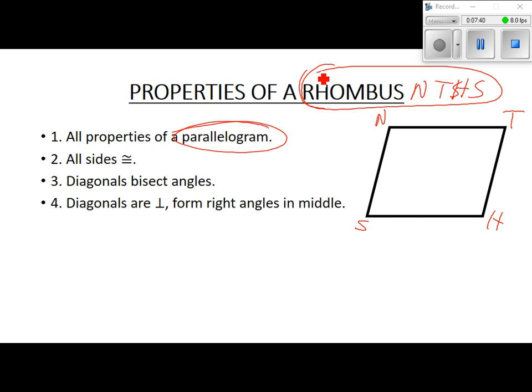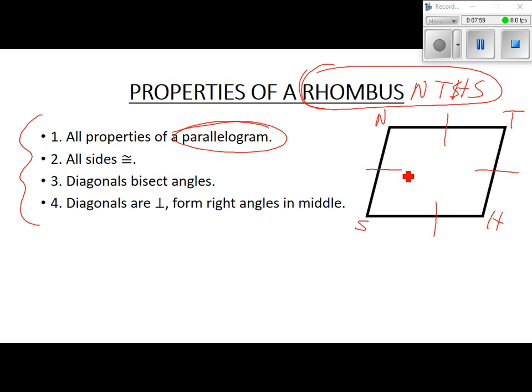In a rhombus, and these properties, I don't expect you to have them all memorized, but I do expect you to have these notes so that you can refer back to them. If I tell you this is a rhombus, then we know all four sides are congruent. Not only do we know all the properties of a parallelogram, but all four sides are congruent.